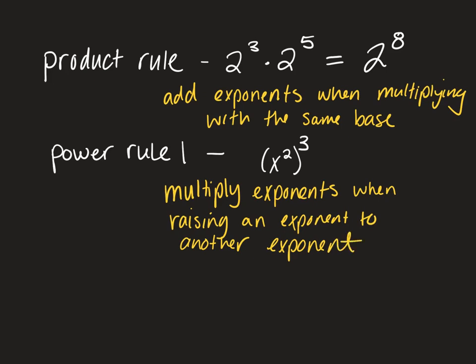Right, so in that example I have up above, if we have x squared to the third, what would that be equal to? X to the 6th, right.